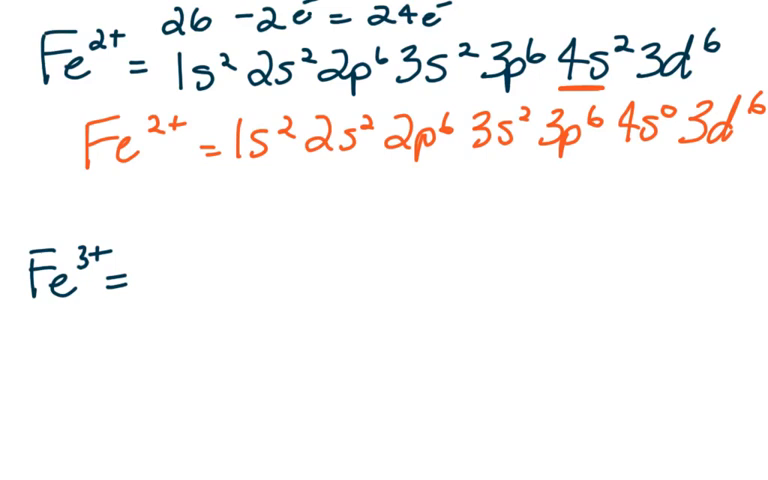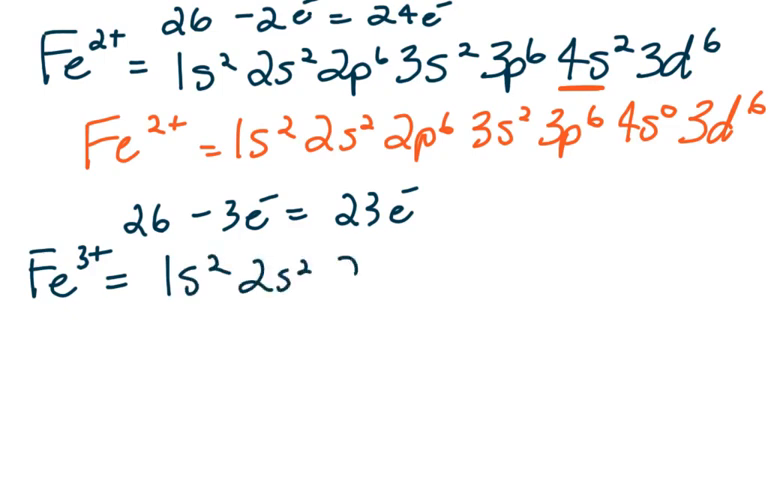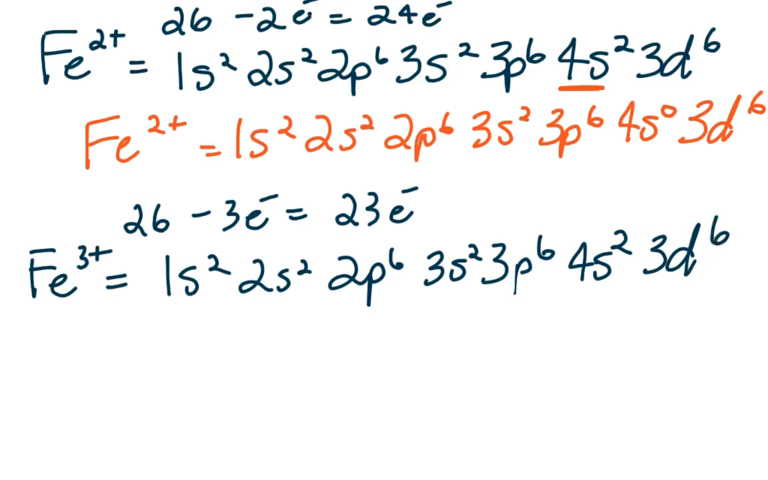If you're doing Fe3+, I start the same way. I write out the 26, because it's going to be 26 minus 3 electrons, so we're going to be looking for 23 this time. So we're going to have 1s2, 2s2, 2p6, 3s2, 3p6, 4s2, 3d6. Then we're going to take it away from this one. That takes away 2. And then we're going to take away 1 from this one to take away that third one.